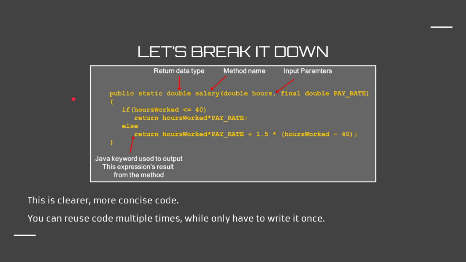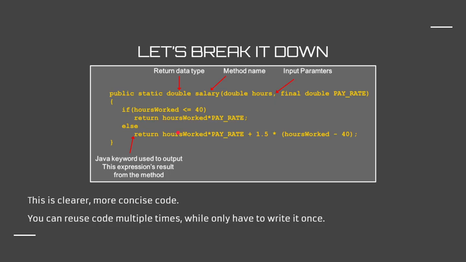Alright, so we're going to break it down, and I did explain it, but maybe this will be helpful. So again, this is a method header. So we have public static double. Double is the return type. Salary, we wrote calculate salary because it should be a verb, but this is the method name. Here are the input parameters, and then in the method body is the code that's run. Return is a Java keyword used to output this expression's result from the method.